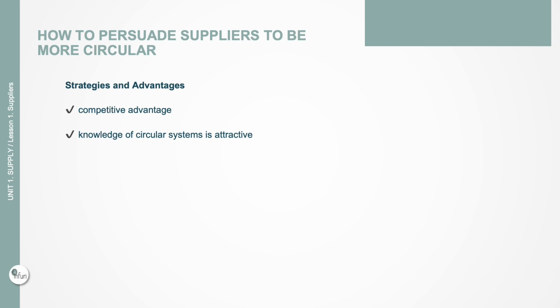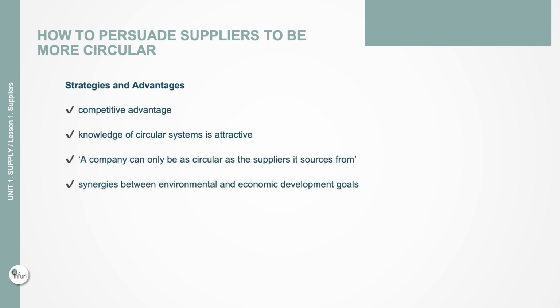By achieving sustainable development, a supplier becomes more attractive to their partners and prospective clients, and the entire value chain will benefit. A company operating with circular economy principles in mind will aim at creating synergies between environmental and economic development goals. A supplier who operates according to circular economy principles is a precious resource.